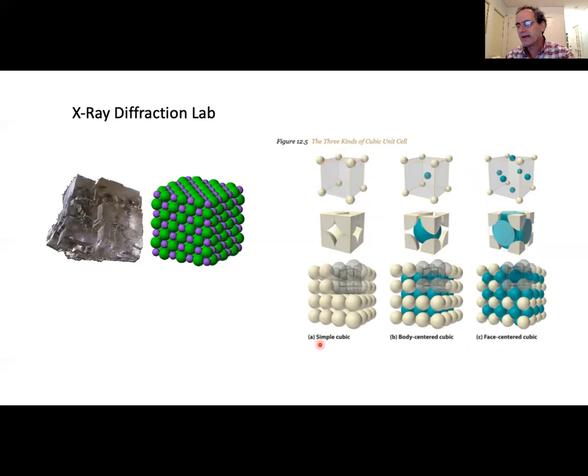Here are three cubic types. Simple cubic, where the atoms are just on the corners of the cube in each unit cell. Body-centered cubic, where there's an additional atom at the center, and face-centered cubic, where there are additional atoms at the faces of the cube, much like the number 1 mark on a dice might be, okay? So atoms at the corners and an additional atom at the center of the face, okay? So the crystals we're going to look at will be one of these types.